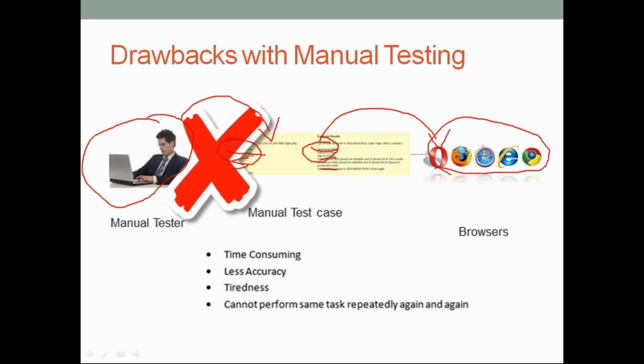So in order to overcome whatever drawbacks we have with the manual process, we are going to switch to automation testing, right? So if you look at here, yes, we have many drawbacks with the manual process. Once we switch to some software or some automation tool, obviously we are going to overcome all these drawbacks.